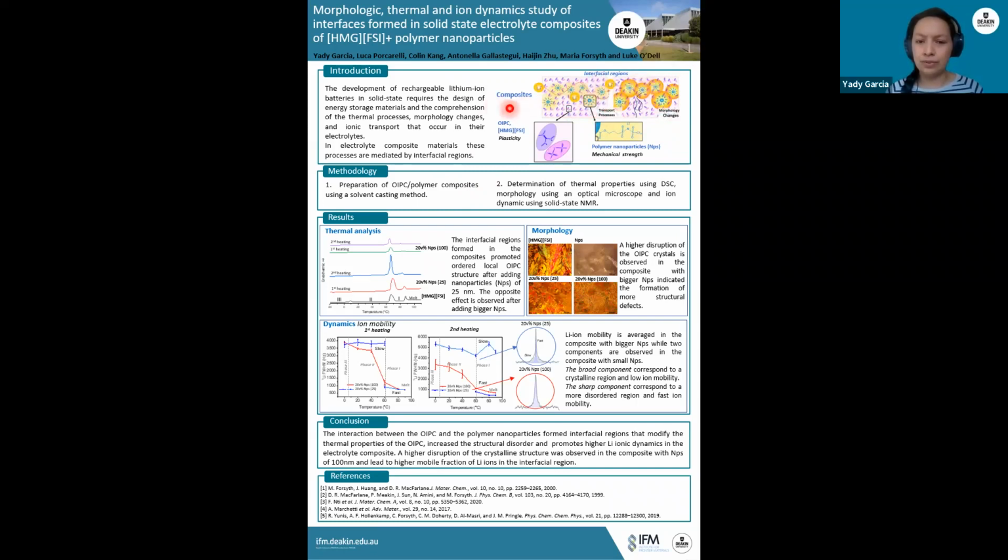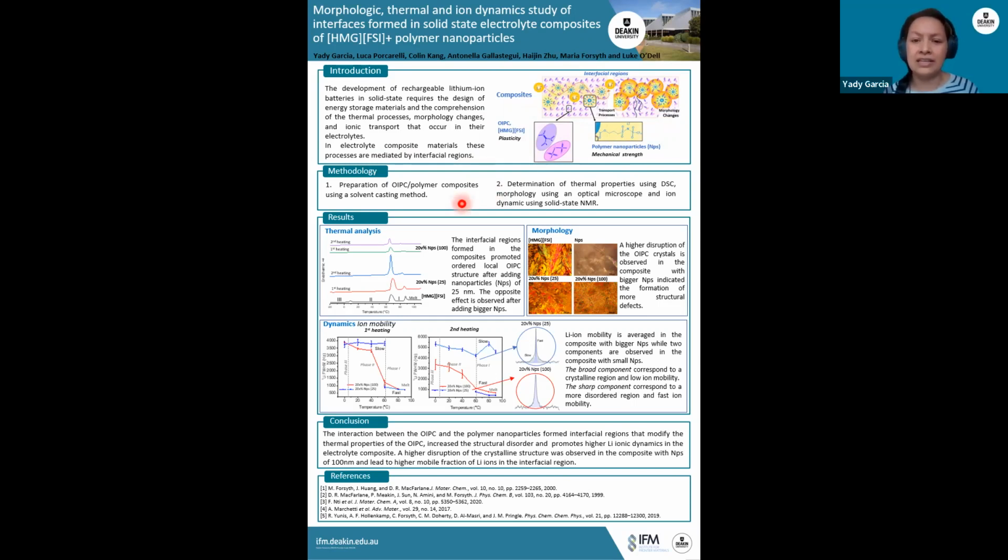Here we study composites between an organic ionic plastic crystal and polymer nanoparticles. We are expecting that these composites will take advantage of the properties of their main components, like plasticity and mechanical strength. We prepare these composites by adding 20 volume% of polymer nanoparticles with 25 and 100 nanometers to an organic ionic plastic crystal using a solvent casting method.